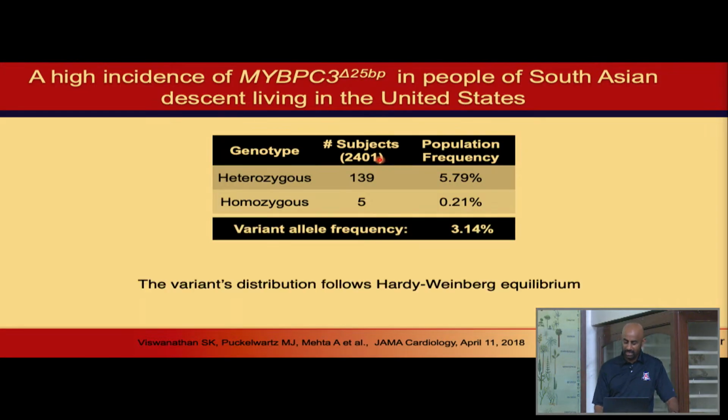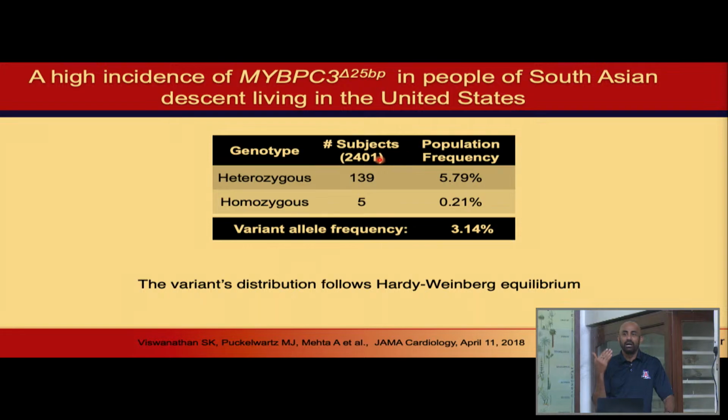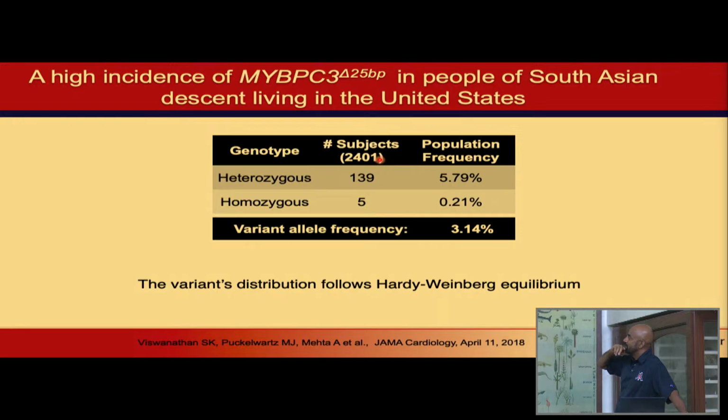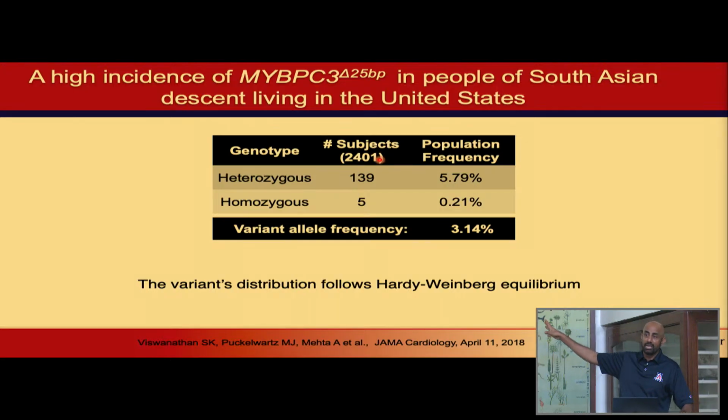So it was very clear that it follows the polymorphic variant definition. Again, you can see we have enough subjects carrying the variant, and we also have homozygous subjects. This is even more than what we reported from here. About 6% of the population carries the variant.